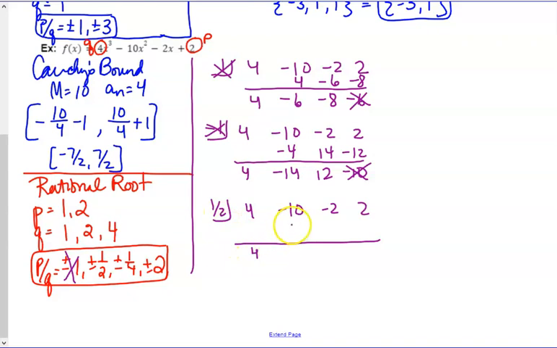Multiply by 1/2 gives me 2. Add gives me negative 8. Half of negative 8 is negative 4. Add is negative 6. Half of negative 6 is negative 3. When I add again, I get something other than 0.